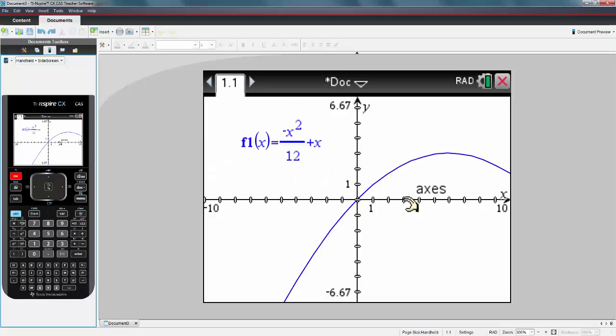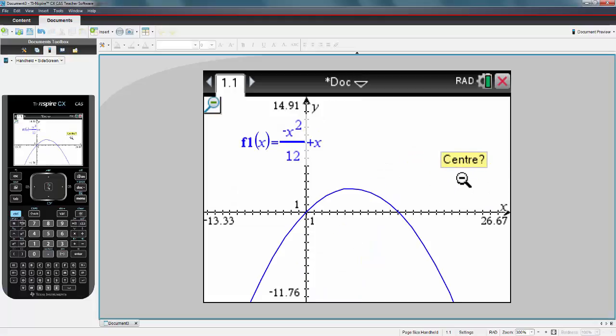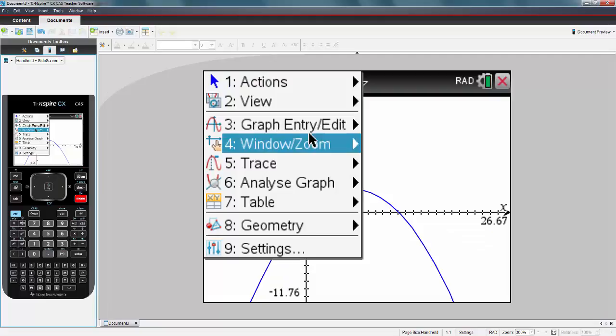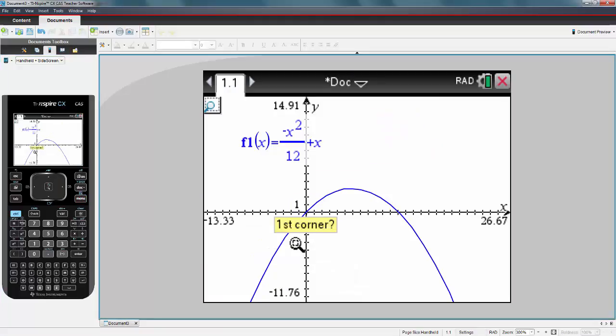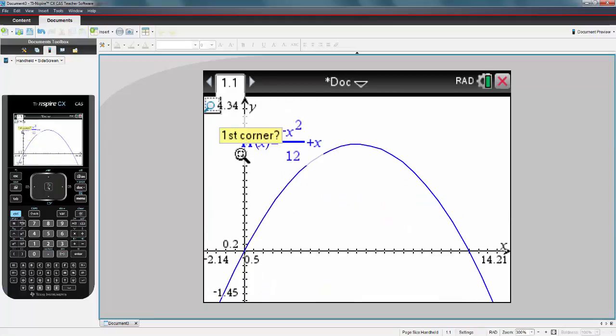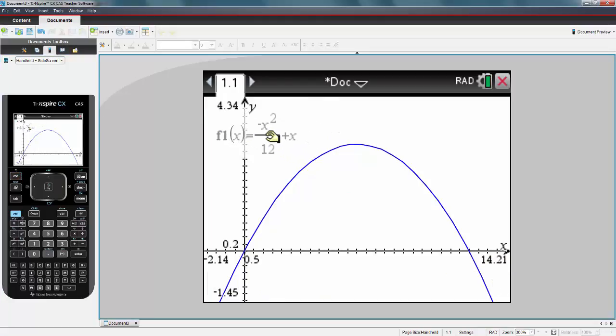I'm going to zoom out a little bit. So menu, zoom out around here, and then I'm going to click escape and then do a box zoom. So I'm just going to zoom in on the most important thing of this curve. So upper left corner, and this corner. Okay. Escape to go out of the zoom mode, move the function over here.